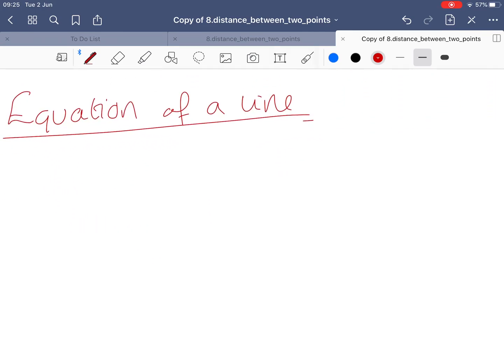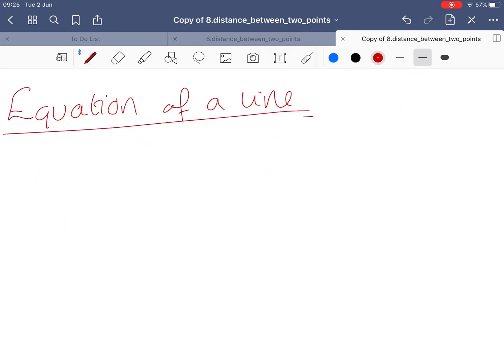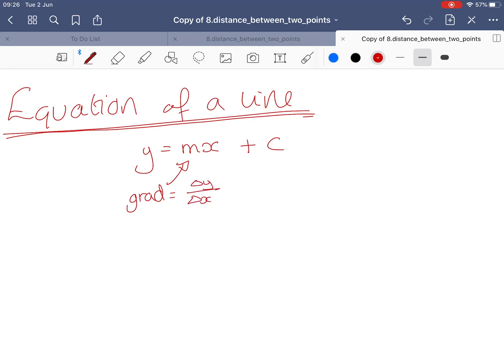Something you should already know how to do is equations of straight lines. I taught you this way. They might ask you to rearrange it, but don't worry about that. You literally just move it around. The equation of a straight line is y equals mx plus c. m is your gradient, which we just found out how to do, which is your change in y over your change in x. And your c is where it cuts your y-axis.